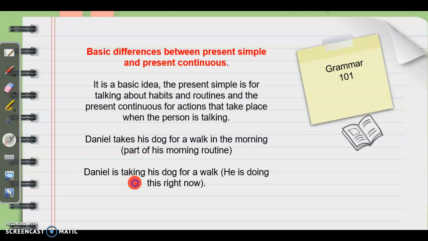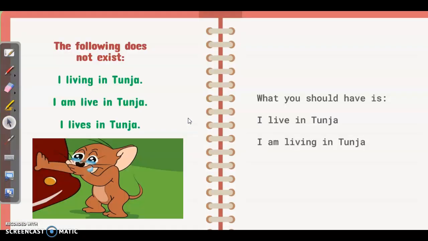Now, if I see Daniel in the street, I can say Daniel is taking his dog for a walk. He's doing this right now. Okay, that is why I'm using verb to be auxiliary for third person, Daniel, and I am using the ing form. Daniel is taking his dog for a walk. So this is something that is happening right now. Okay, so that is an important idea to understand, because this is how you're going to differentiate both. Okay. Muy bien, son fáciles de diferenciar.